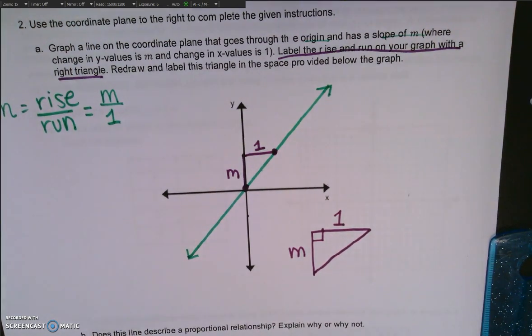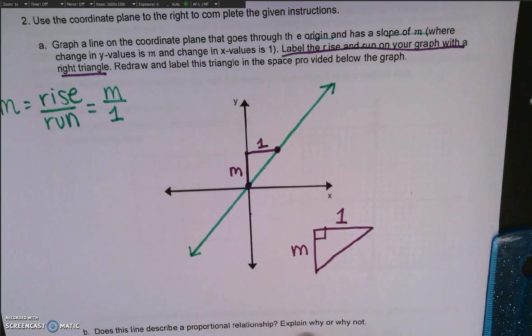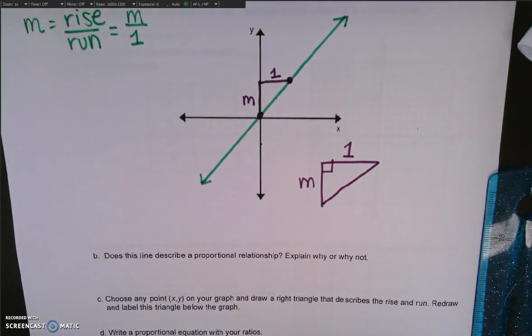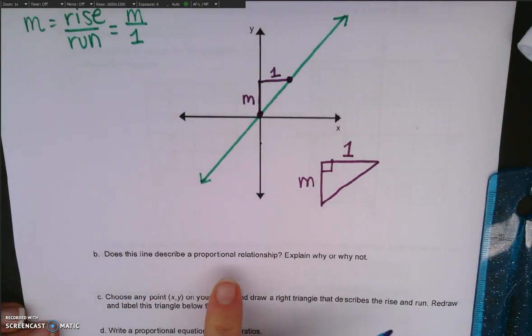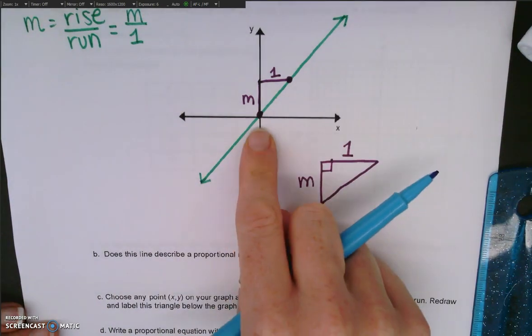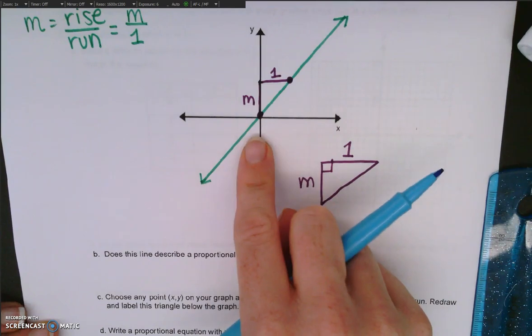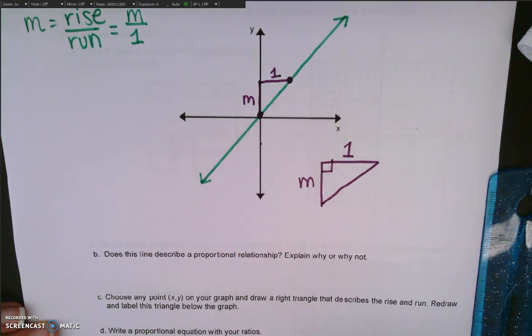Does this line represent a proportional relationship? Yes. Explain why or why not. Yes, the graph is linear and includes the origin. The relationship has a constant rate of change and includes the origin. Please make sure to have that written on your paper.